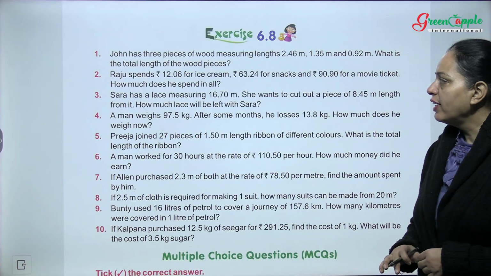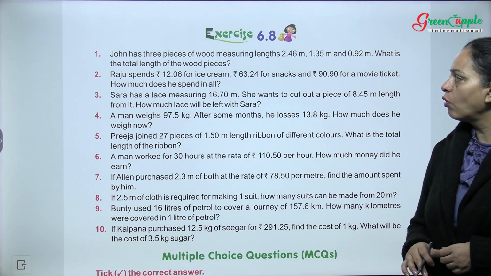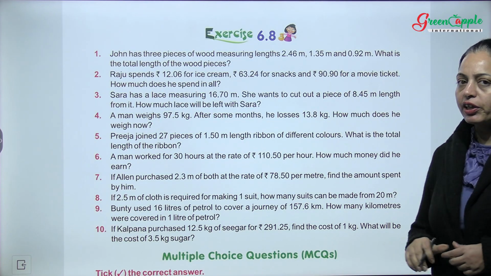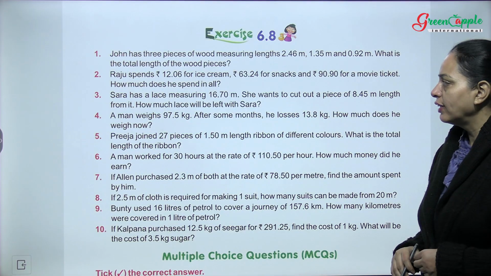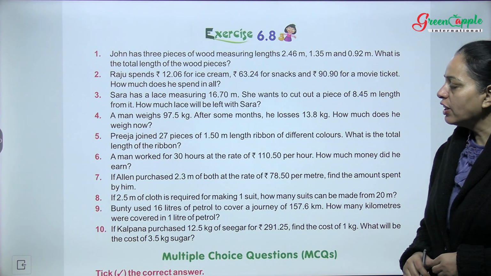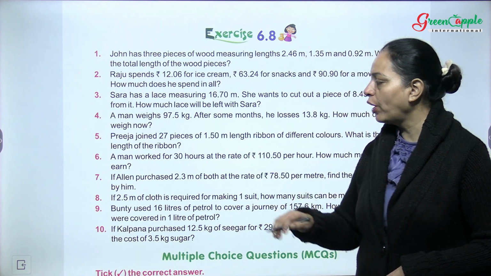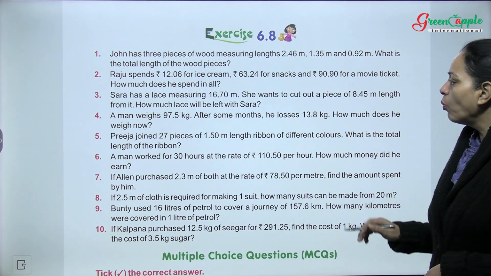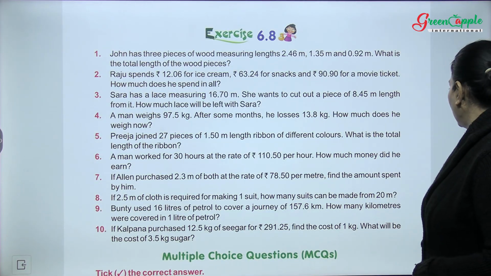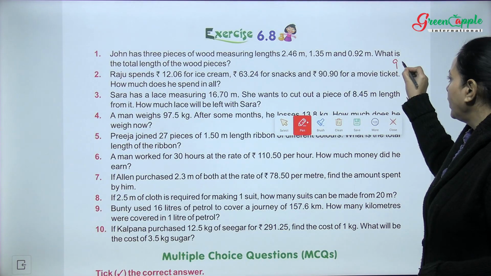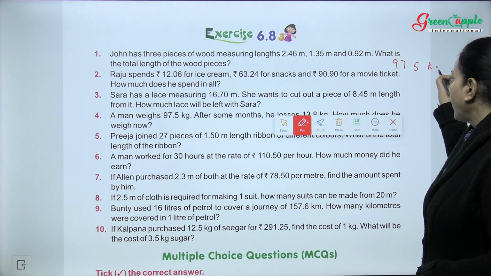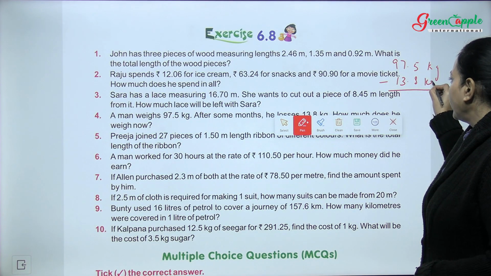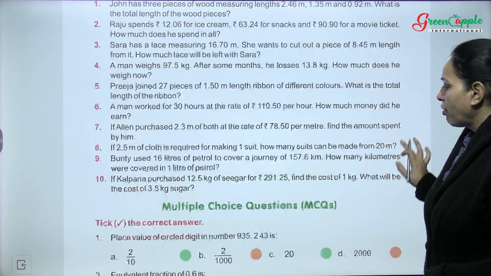Exercise 6.8, like the first question: John has 3 pieces of wood measuring lengths 2.46 meter, 1.35 meter and 0.92 meter. What is the total length? We will add all three. Now see the fourth question. A man weighs 97.5 kg. After some months he lost 13.8 kg. How much does he weigh now? It means total weight 97.5 kg minus 13.8. We will subtract, you know very well. So similarly you can try the remaining parts.